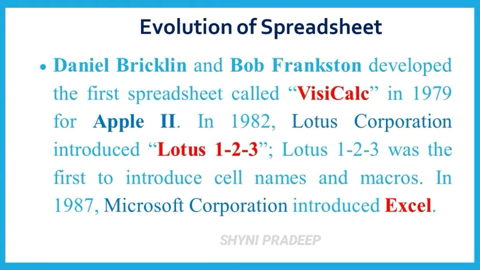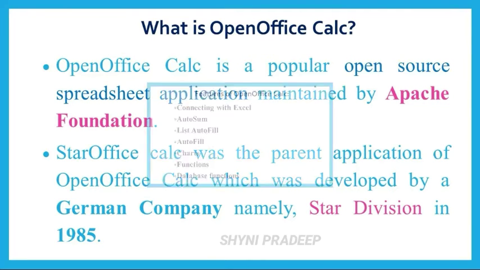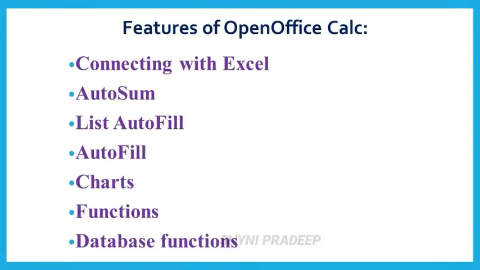In this chapter, you are going to learn about OpenOffice Calc. What is OpenOffice Calc? It is a popular open source spreadsheet application maintained by the Apache Foundation. StarOffice Calc is also a spreadsheet. StarOffice Calc was the parent application of OpenOffice Calc, developed by a German company named Star Division in 1985.